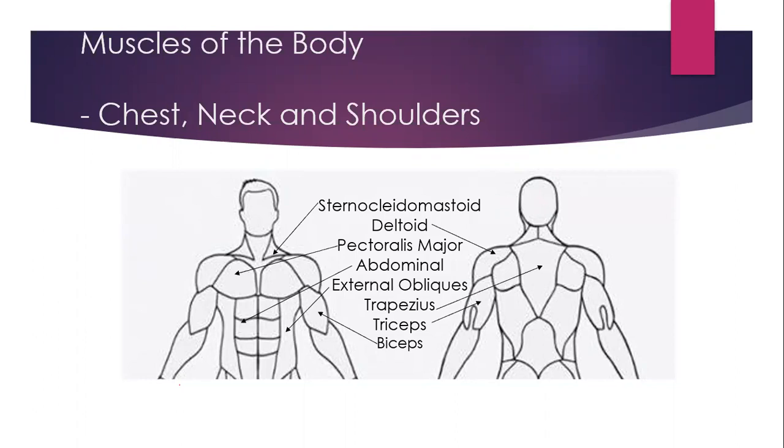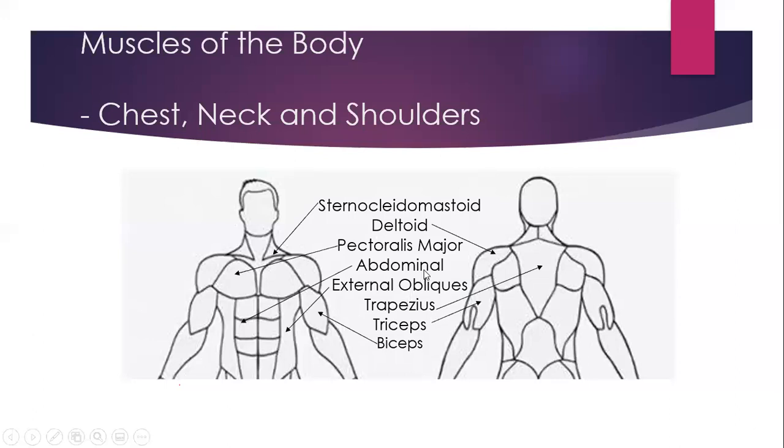Next, you've got your pectoralis major. So this helps with adduction, which is your arm movement into your body. So if you move your arm across your body towards your chest, you can feel your pectoralis muscles, or your pecs, if you're into gymming it.